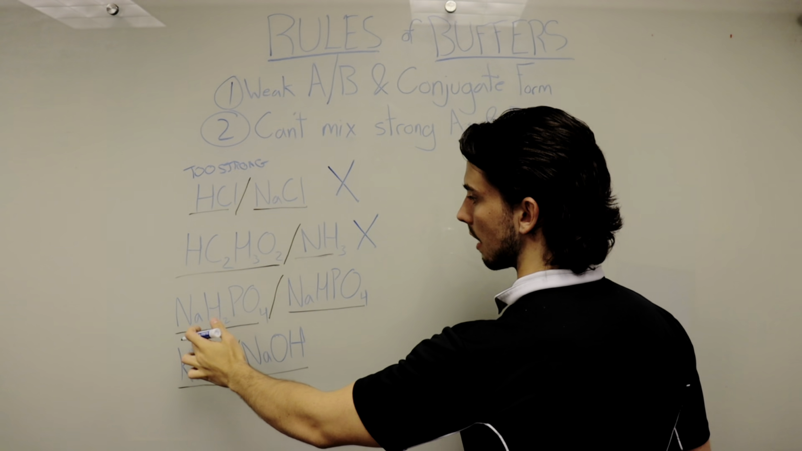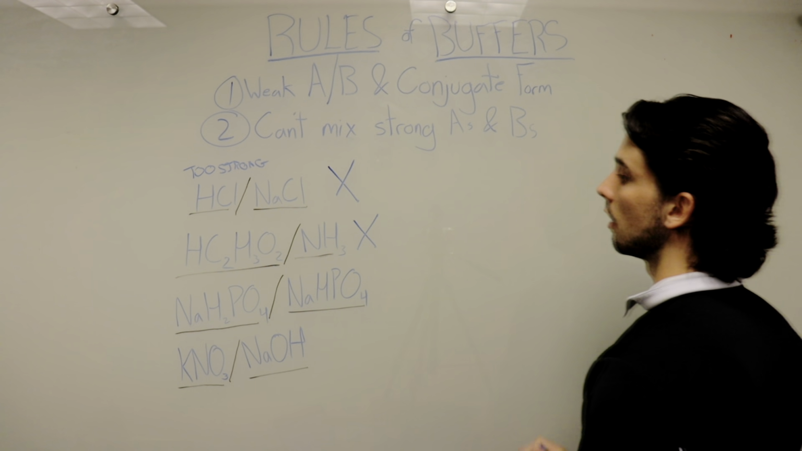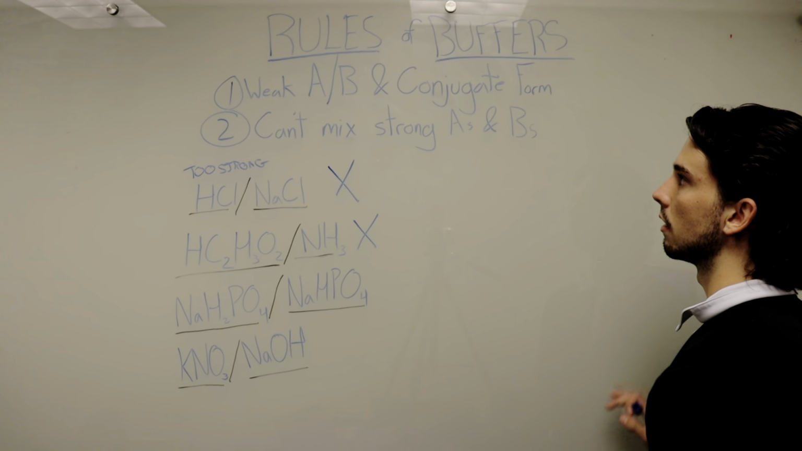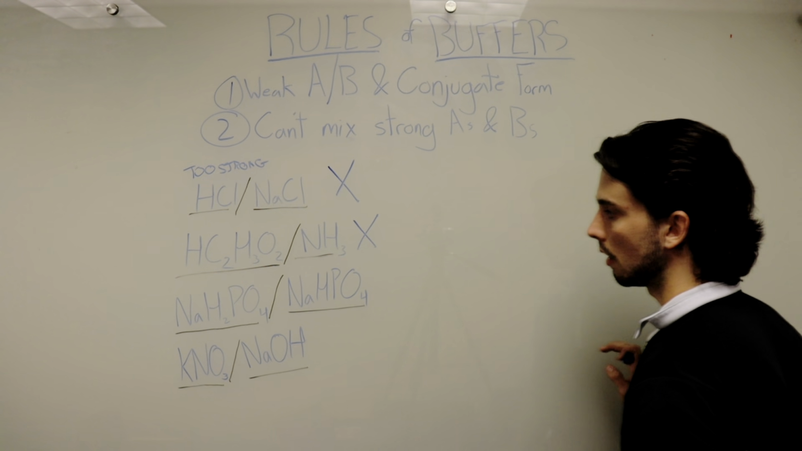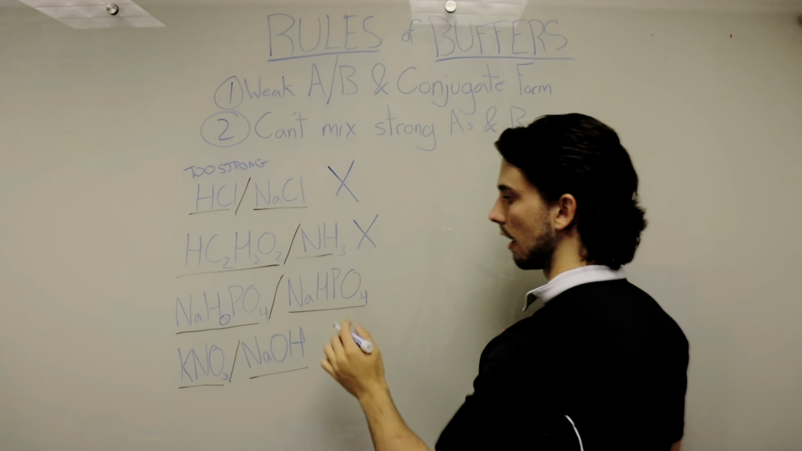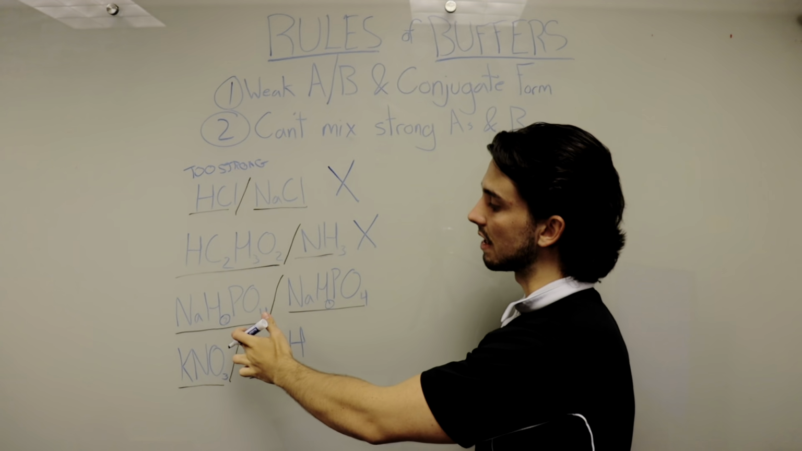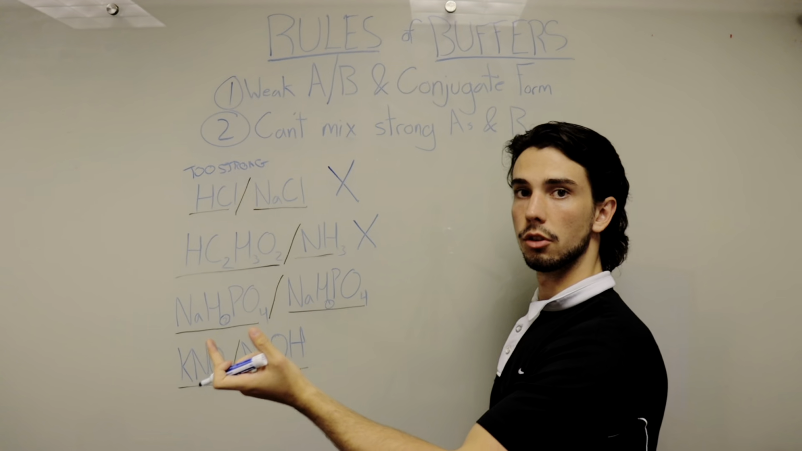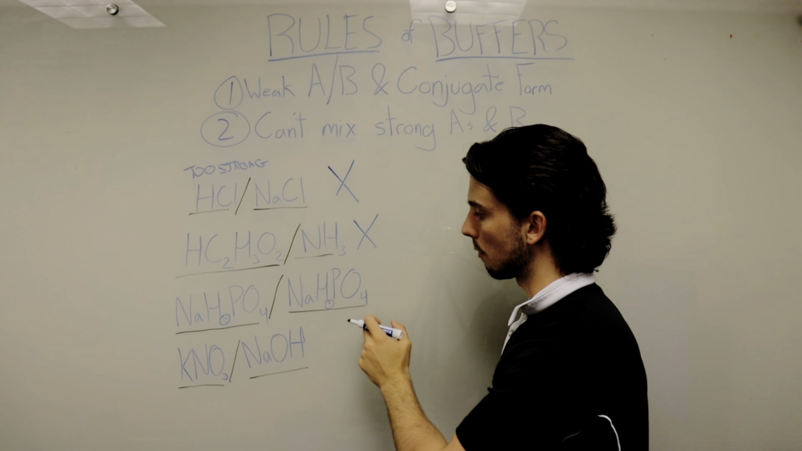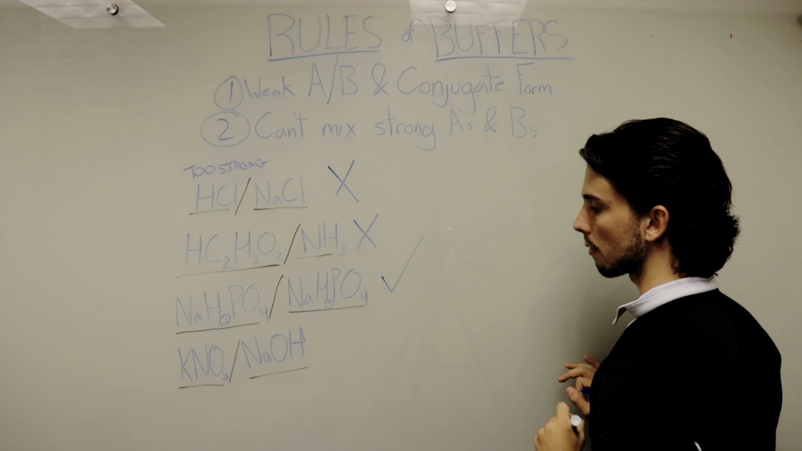So let's look now at NaH2PO4 and NaHPO4. So these two being weak acids and bases is good. So we're going in the right direction. Is it its conjugate form? Well, let's look here. This first one has 2 hydrogens, and this one only has 1. So this would mean that this is the acid form. That acid, donating one of its hydrogen protons, is going to leave us with NaHPO4, making this its conjugate base. So this is true. Perfect.